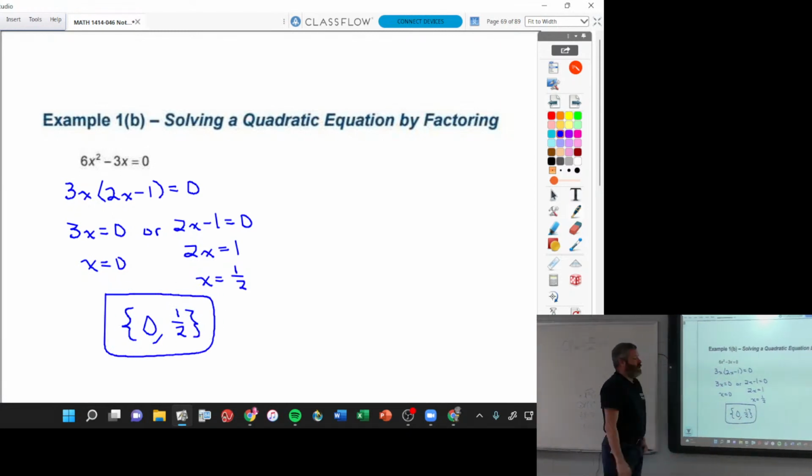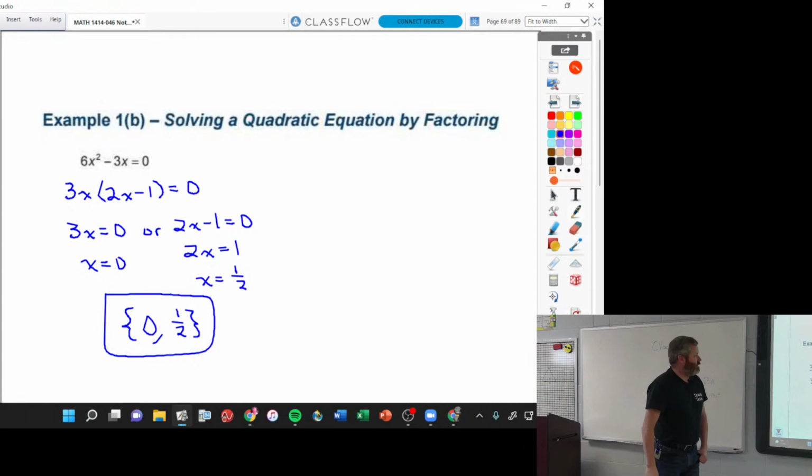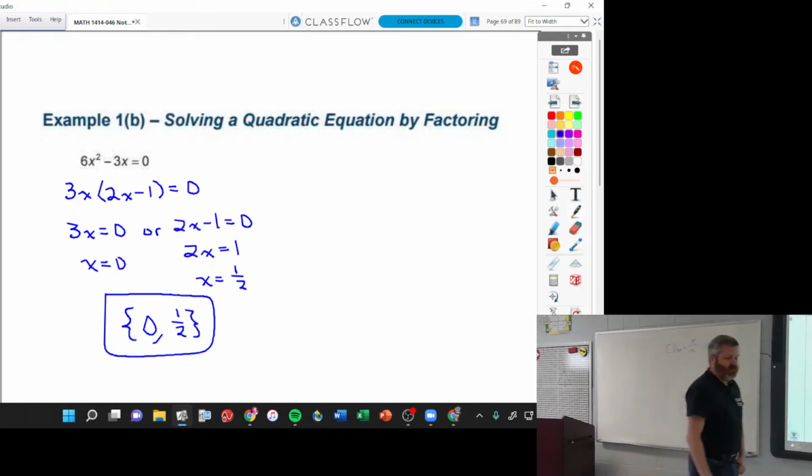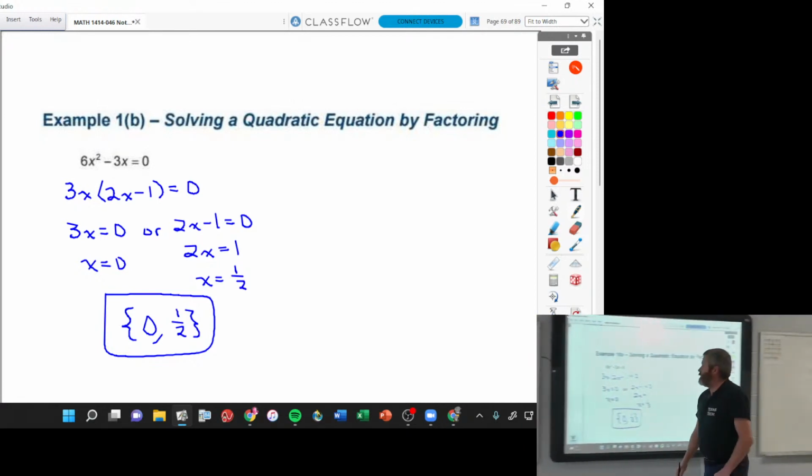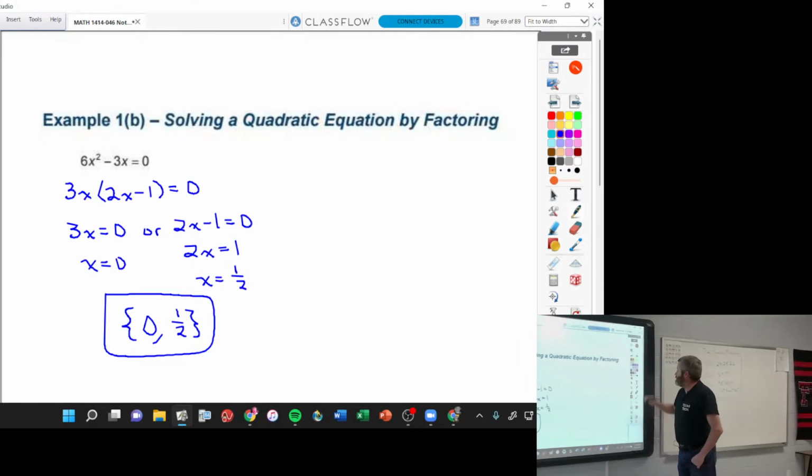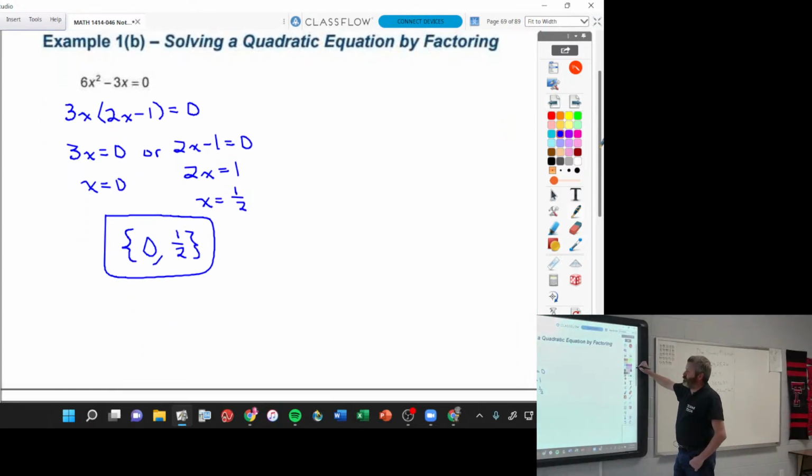And again, best practice, go back up, plug those in, and see if they do in fact give you a true statement. If they don't, go back to the drawing board and see where you might have messed up.